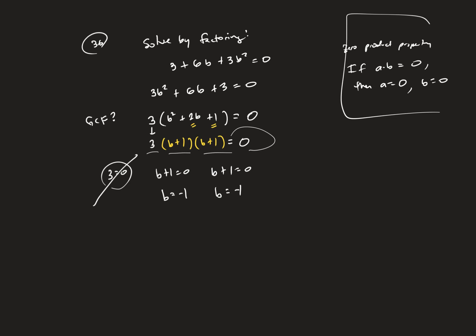Now, you could just write as your answer that b is negative 1. Technically, and we're going to learn about this here, what this means is that negative 1 is a solution, but it occurs twice. So I like to go ahead and write it twice to emphasize that we actually have two answers that just happen to be the same. That's it for that.